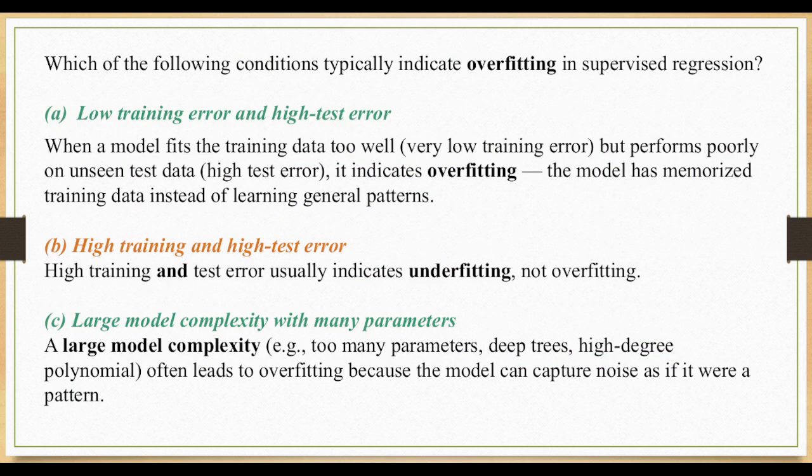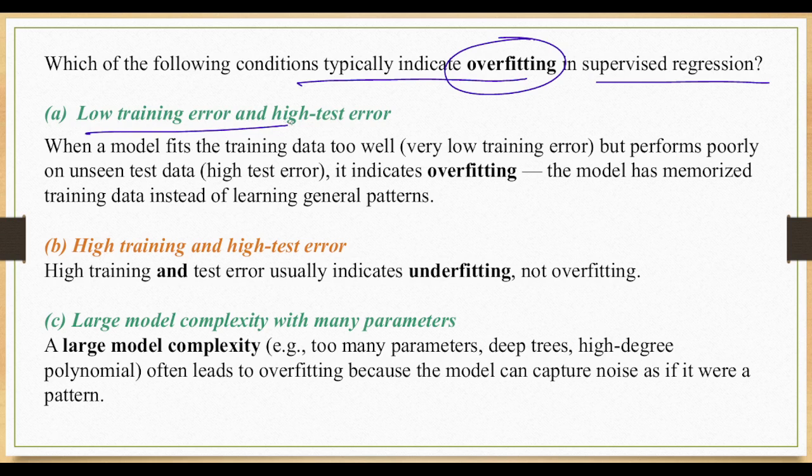Now let us come to our actual topic with the related question. The question is: which of the following conditions typically indicates overfitting in supervised regression? The first option is a low training error and a high test error. In this case, as we know, the model fits the training data too well, with very low training error, but performs poorly on unseen data. That is the high test error, and it indicates overfitting.